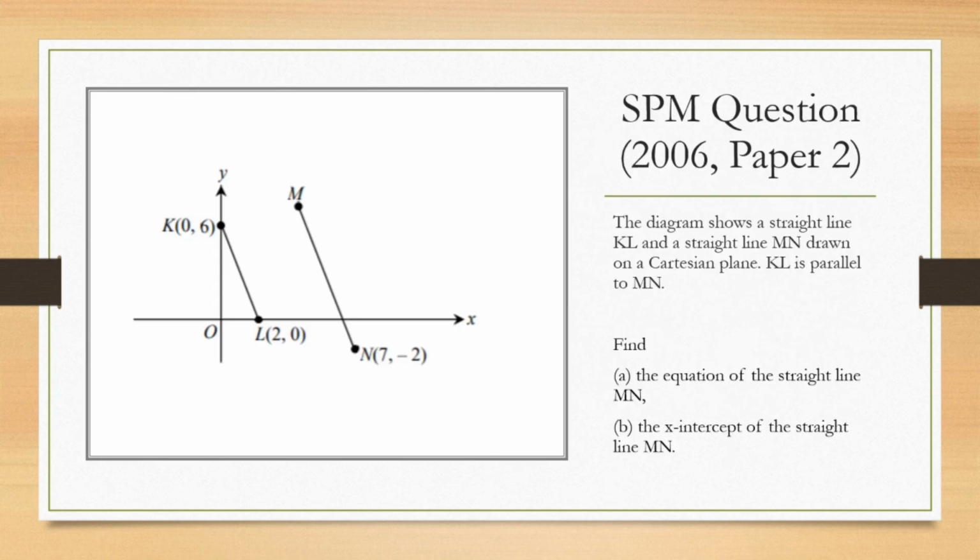Now we move on to the SPM question. This question is from paper 2 of year 2006. The diagram shows a straight line KL and a straight line MN drawn on the Cartesian plane. KL is parallel to MN. Find A. The equation of the straight line MN. B. The x-intercept of the straight line MN.